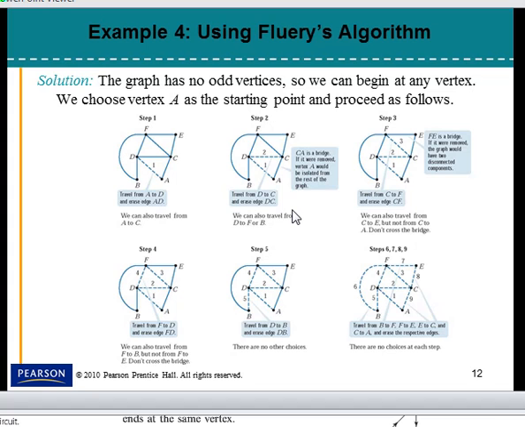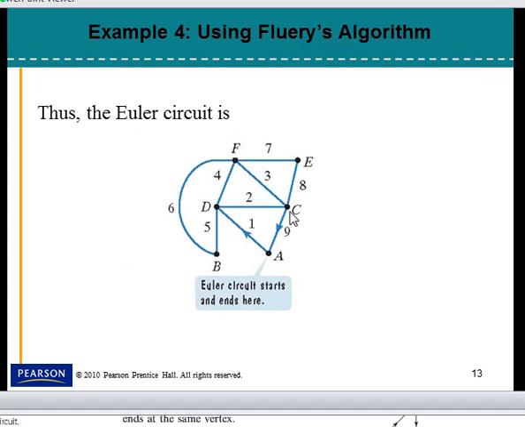And there we have it. Thus, the Euler circuit is as indicated here. This shows the Euler circuit using numbers. First we go here, second we go there, third, fourth, fifth, sixth, seventh, eighth, ninth. And it is a circuit, as you can see. We ended up where we started. We started at point A and we ended up at point A. And we went through each edge once.